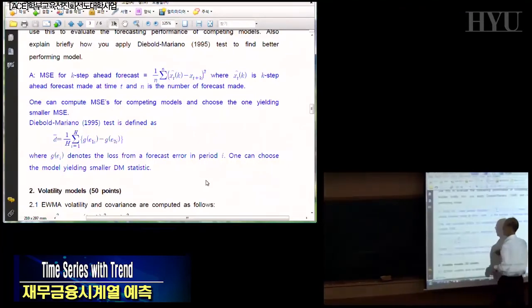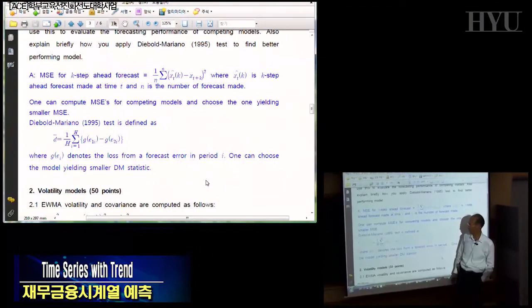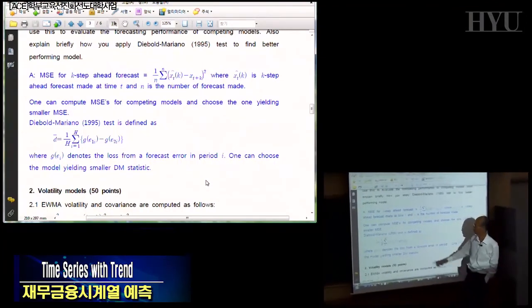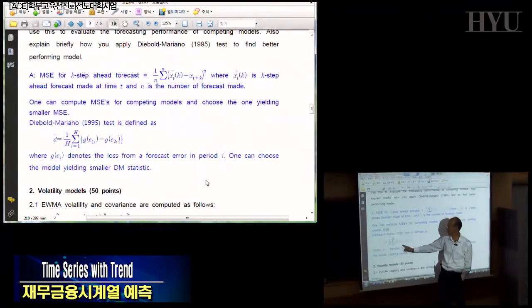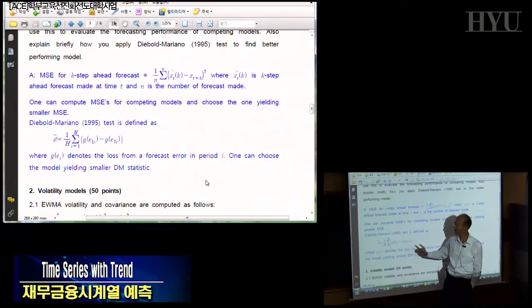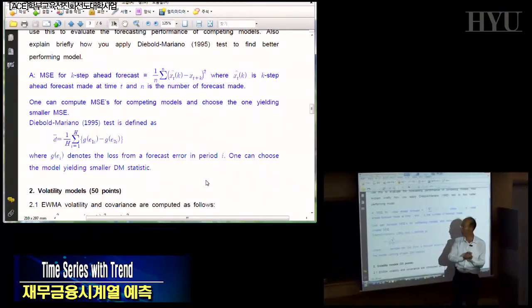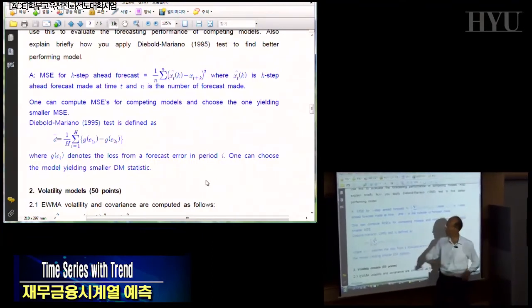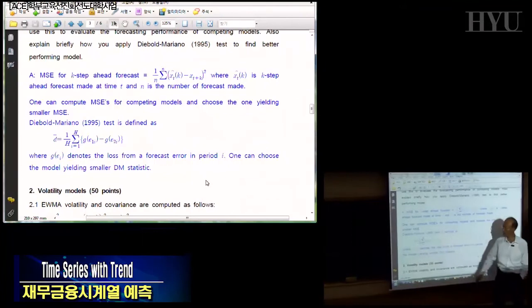So that's the first question. The second question was to test whether model 1 versus model 2, which is preferred. There are several different ways of implementing the Diebold-Mariano test, from 1995.